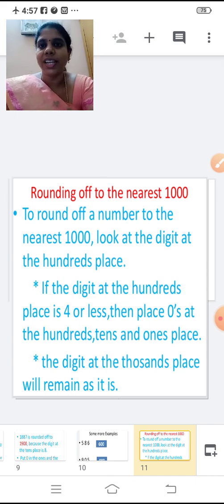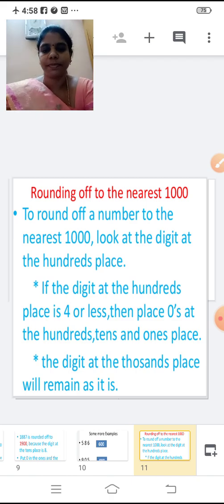If the digit at the hundreds place is 4 or less than 4, what you have to do? We have to place zeros at the hundreds, tens and ones place, and the thousands place will remain as it is. Thousands place will not change.